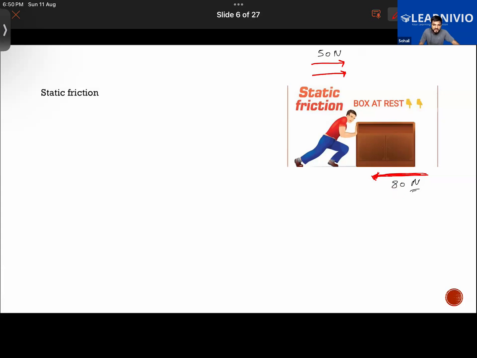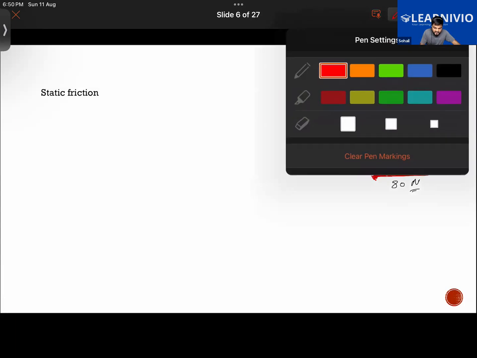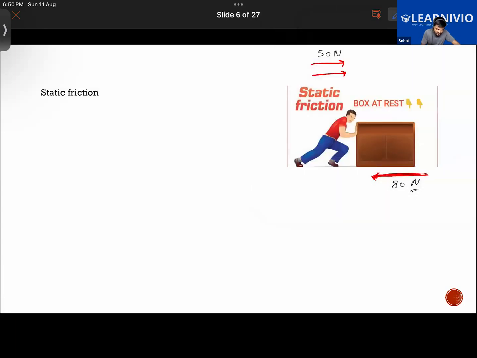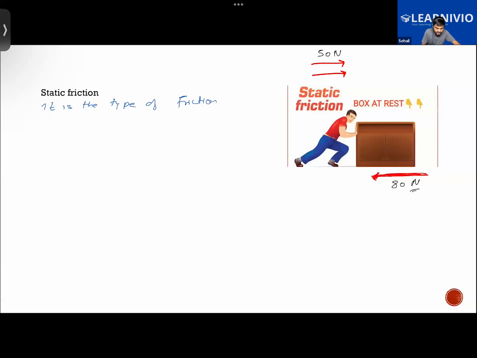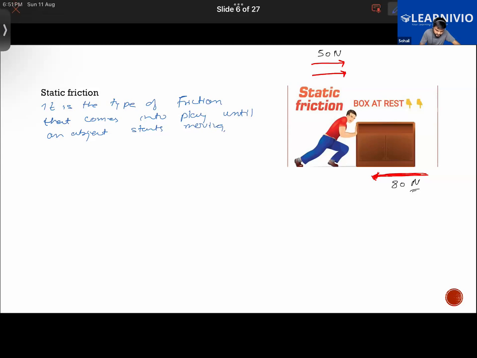Hope you guys are getting it. Now let me write a small definition for this. It is the type of friction that comes into play until an object starts moving.